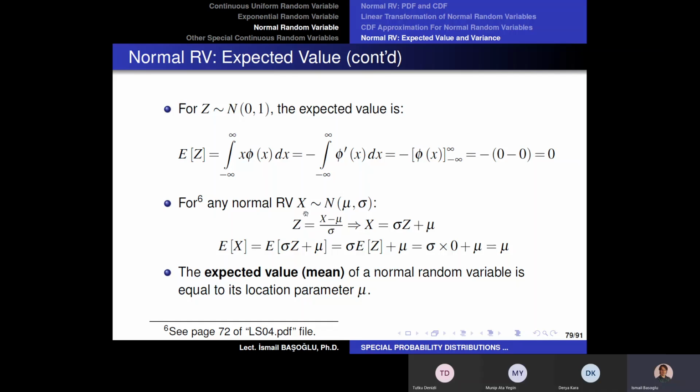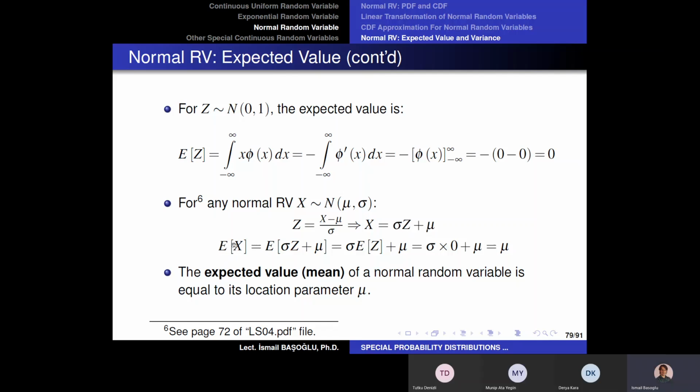But this equation is also true in the opposite direction. If you just take this denominator as a multiplier to z and subtract the location parameter from the multiplication, then this means if you multiply a standard normal random variable with a scale parameter and add the location parameter, then you are going to get a normal random variable with this location parameter and scale parameter. So this is standardization, and this is the inverse of standardization. You can go back to the original random variable by multiplying standard normal random variable with the original scale parameter and add the original location parameter.